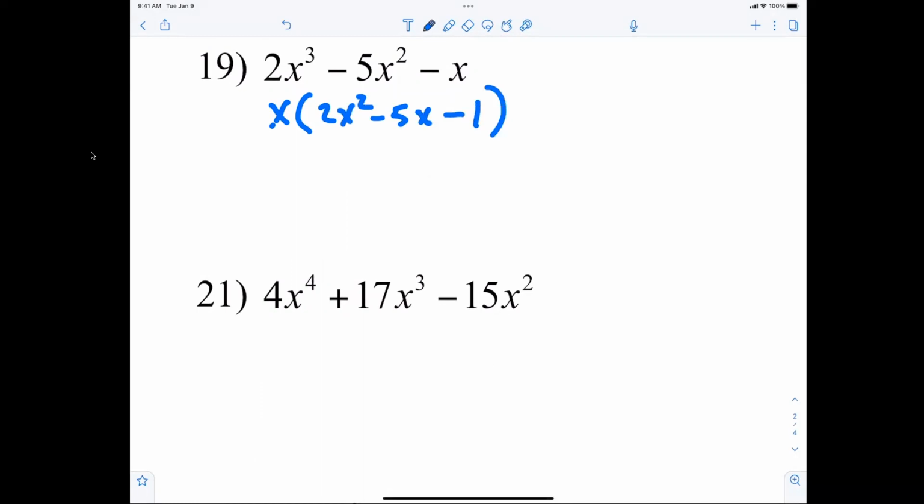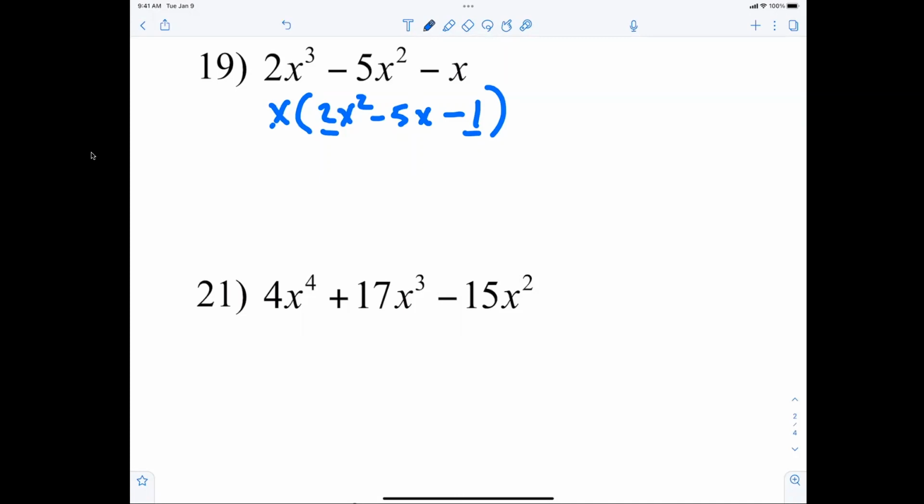Now we come to a problem. Does that factor anymore? No. Good job if you knew that. That's the answer. Because no matter how hard you try, there's no way to make 5 with 2 and 1. There's just not. So did that factor?